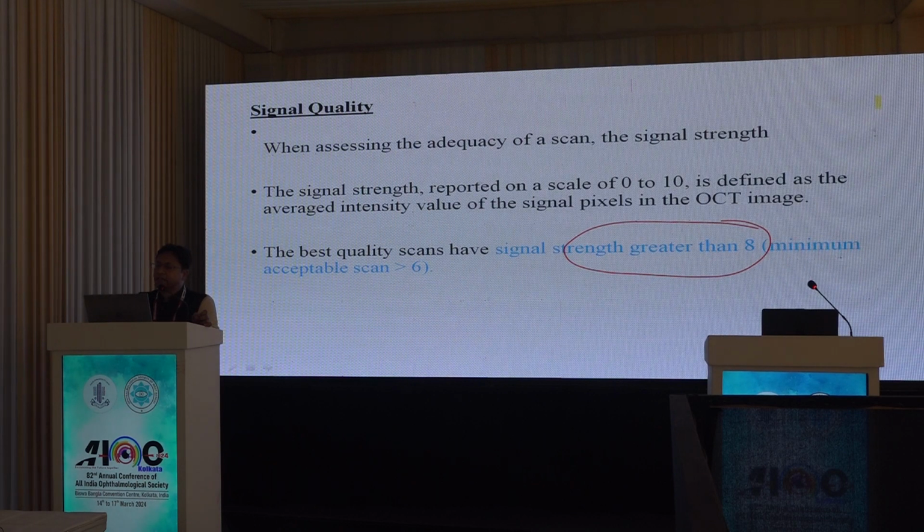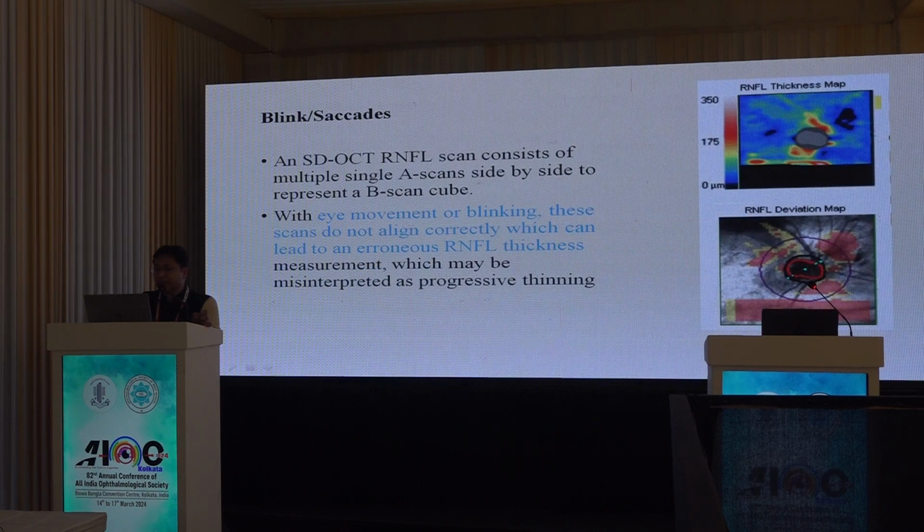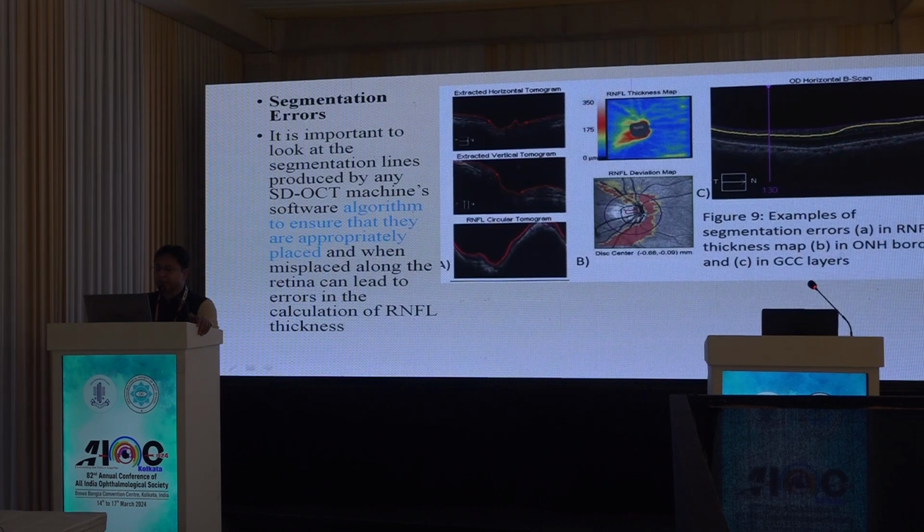So at least check. In each printout it is written signal strength 6 by 8, 10 by 8, 5 by 8. So before analysis, always check the signal strength. Sometimes because of blinking or eye movement, you will see this black type of data, and most of the time we are confused whether this is normal or abnormal. Then simply repeat it and tell the patient not to blink here and there.